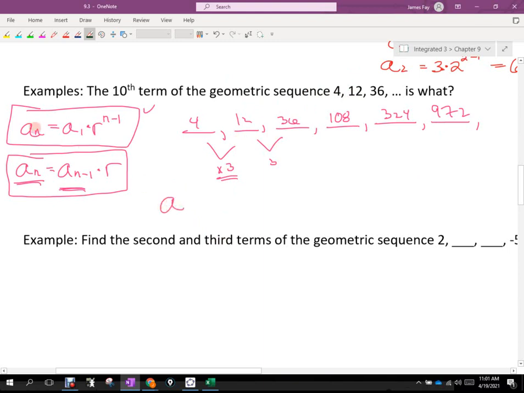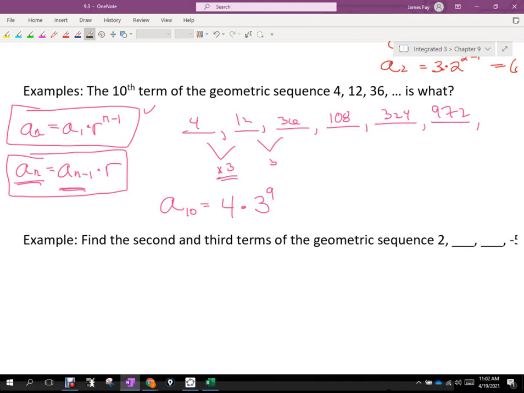If I want the 10th term, say a sub 10, I start with the first term, which is 4, and then I multiply that by r, which was 3, and raise that to the n minus 1. Well, n minus 1 would be 9 in this case. Now I'm assuming we maybe don't know what 3 times 3 times 3 times 3 times 3 times 3 times 3 times 3 times 3 is, so we use a calculator.